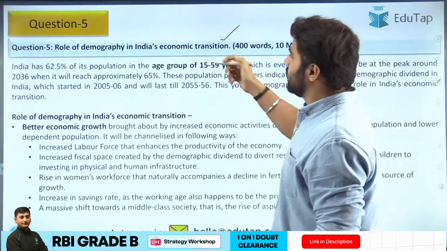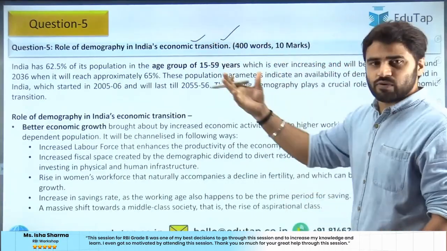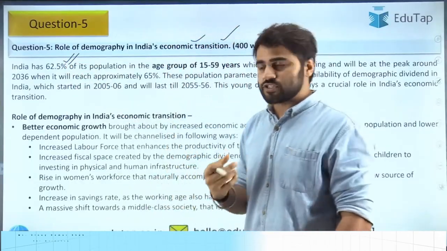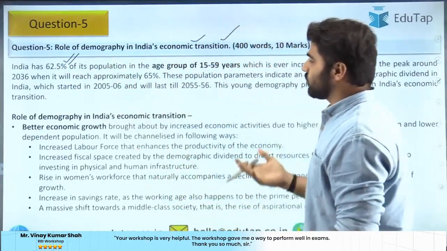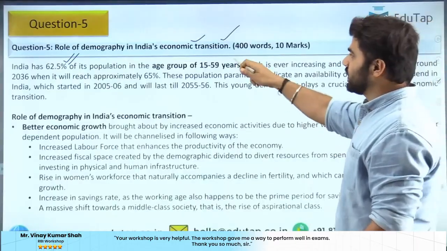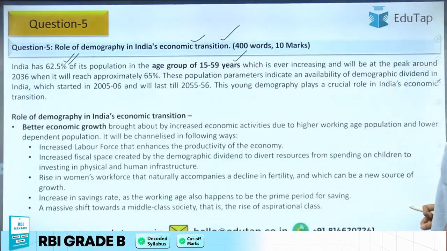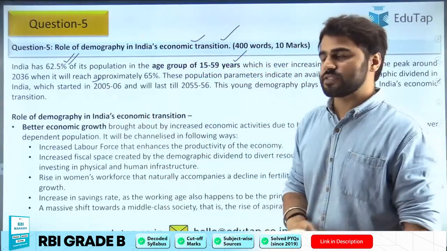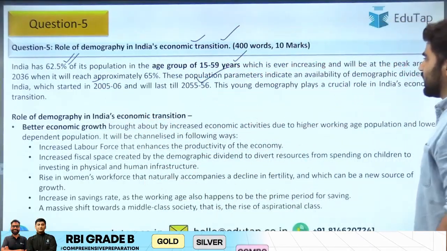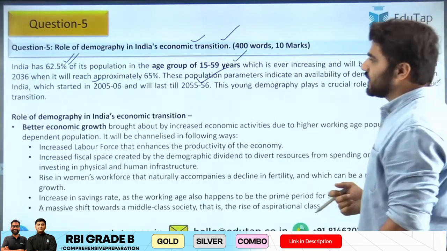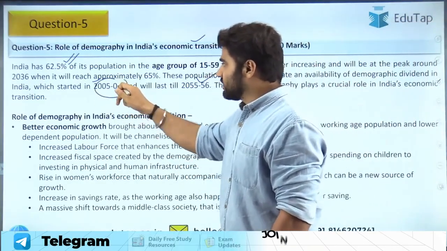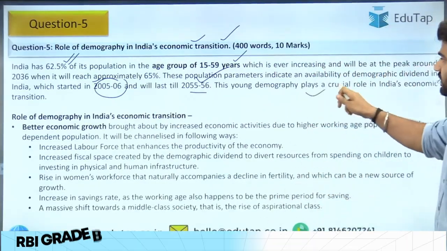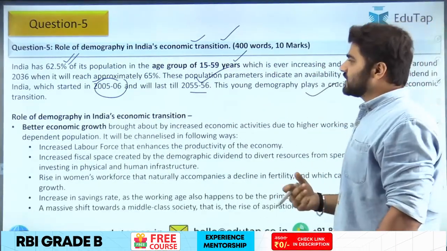So, role of demography in India's economic transition. First of all, you can introduce your answer in a very well structured manner, that India has 62.5% of its population in the age group of 15 to 59 years, which is ever increasing and will be at the peak around 2036 when it will reach approximately 65%. These population parameters indicate the availability of a demographic dividend in India, which started in 2005-06 and will last till 2055-56. So this young demography plays a crucial role in India's economic transition.